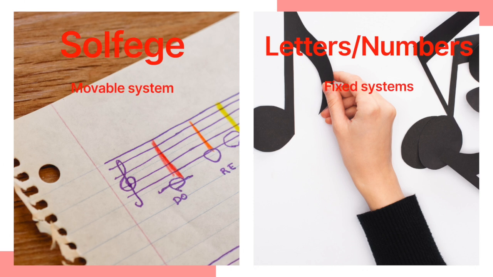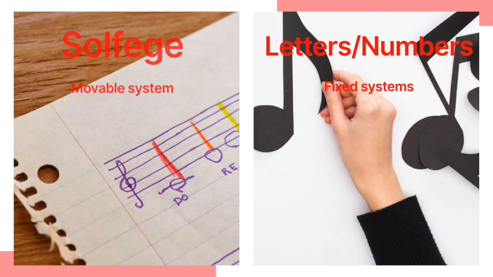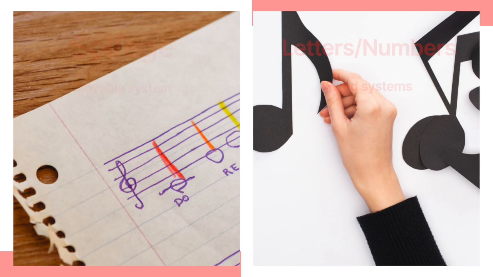The letter system and the number system are fixed systems that connect to pitches on the staff, A, B, C, D, E, F, G, along with sharps and flats, and or specific notes on an instrument. A will always be A, regardless of the tonality.